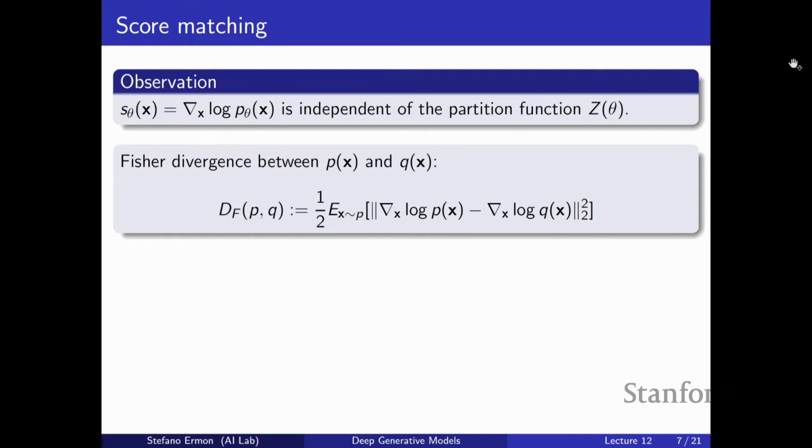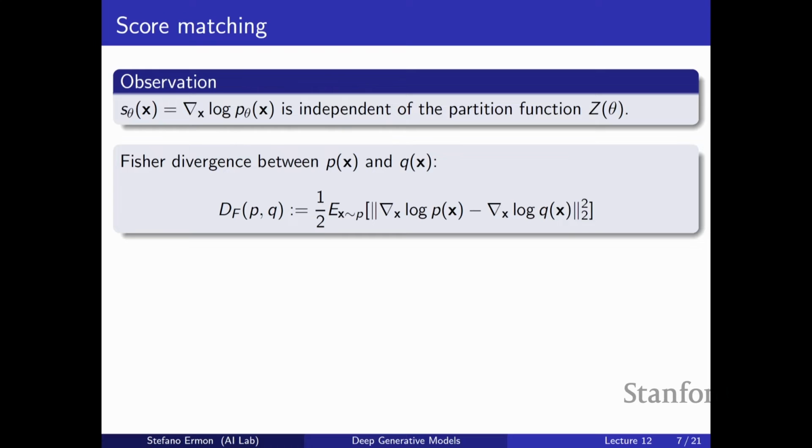So one reasonable way of comparing how similar P and Q are is to say, what is the average L2 difference between the score of P and the score of Q? So at every point, we look at what is the direction that you should follow if you wanted to increase the likelihood of P most rapidly, what is the direction that you should follow if you wanted to increase the likelihood of Q most rapidly, and we check how different they are. So it's a vector, so to turn it into a scalar, we take the norm of this vector, and then we're averaging with respect to P in this case.